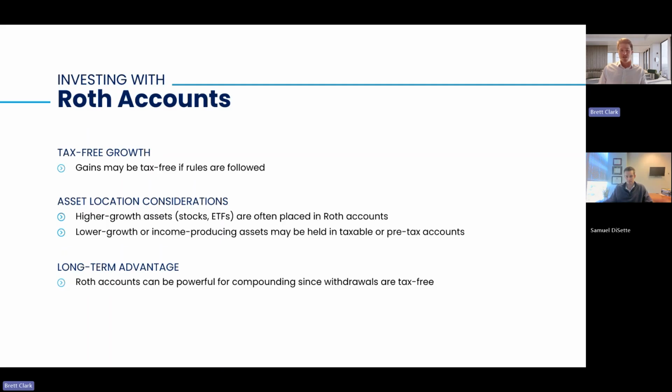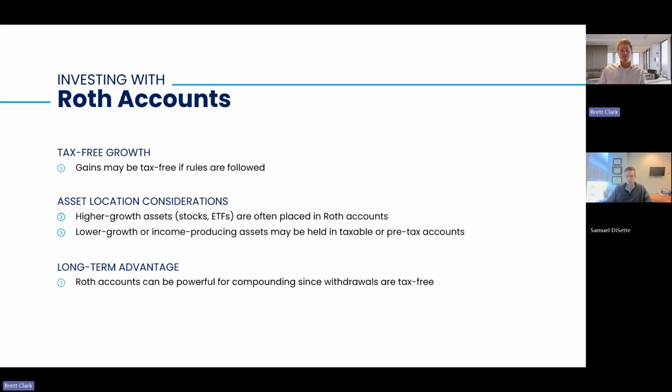So how do we take advantage of this? We can put our lower growth or income producing assets like bonds or dividend heavy investments in our taxable or pre-tax accounts. Why? Because these assets don't grow as fast and income in a Roth account doesn't give you as much benefit. And then we can put our higher growth assets like stocks or ETFs or mutual funds in our Roth accounts. The reason is simple. If you expect these investments to appreciate significantly over time, you want that growth to be tax-free, right?